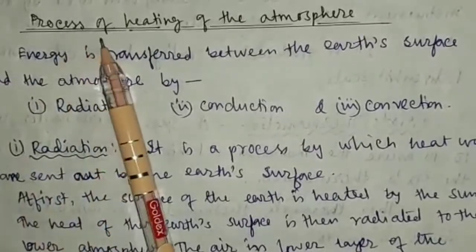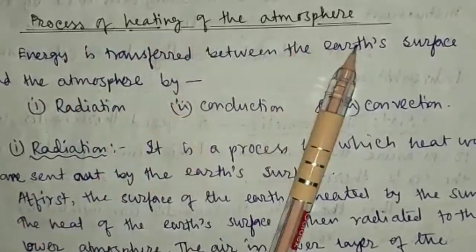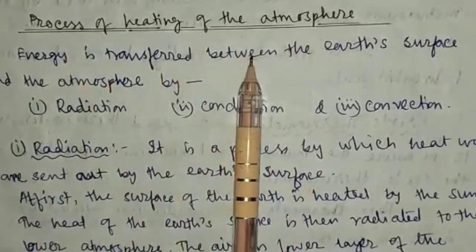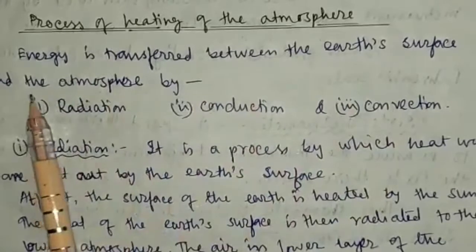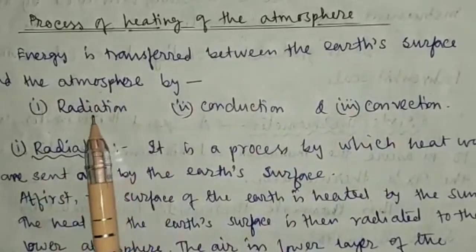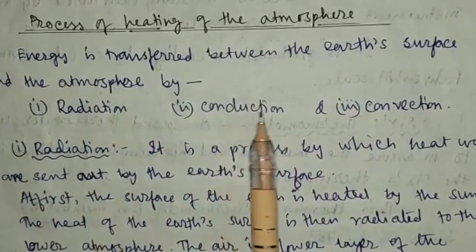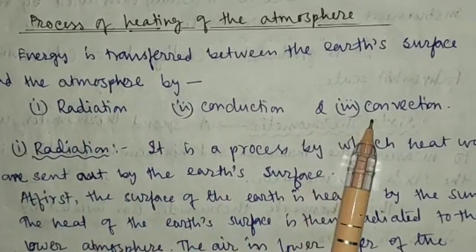Now the process of heating of the atmosphere. Energy is transferred between the Earth's surface and the atmosphere by number 1, radiation, number 2, conduction, and number 3, convection.